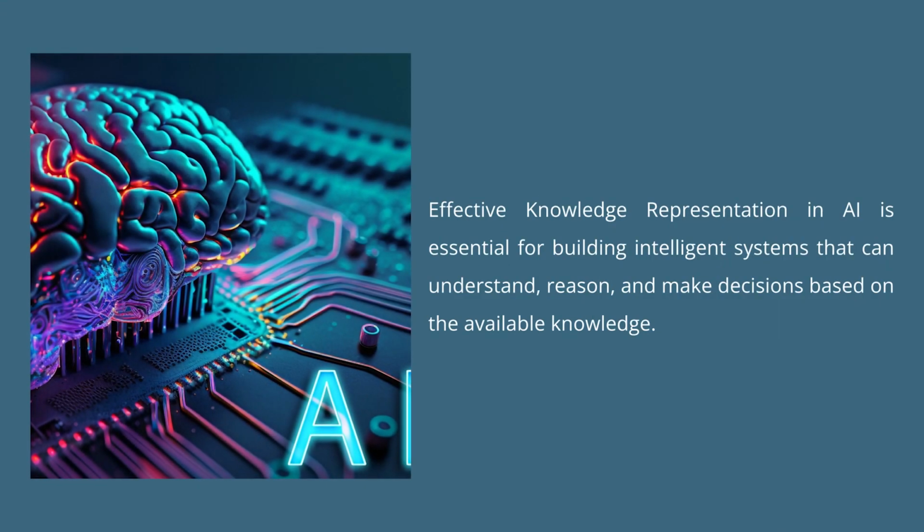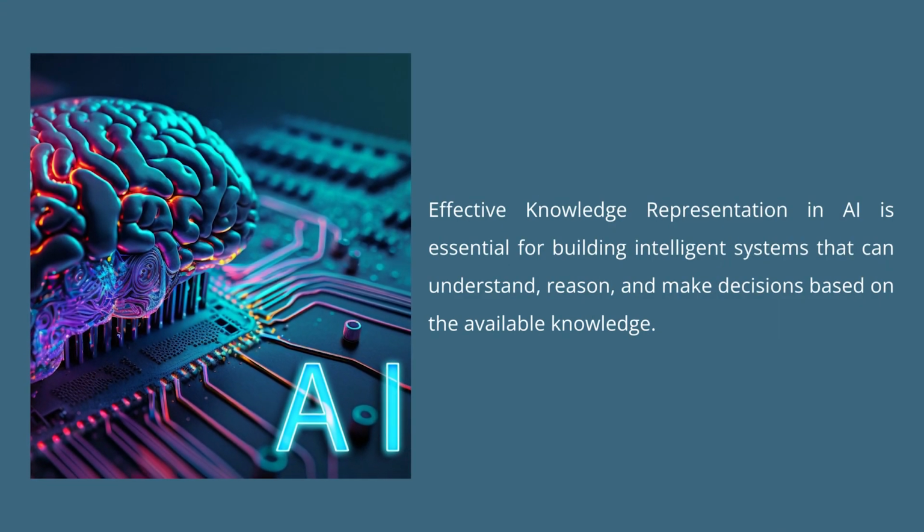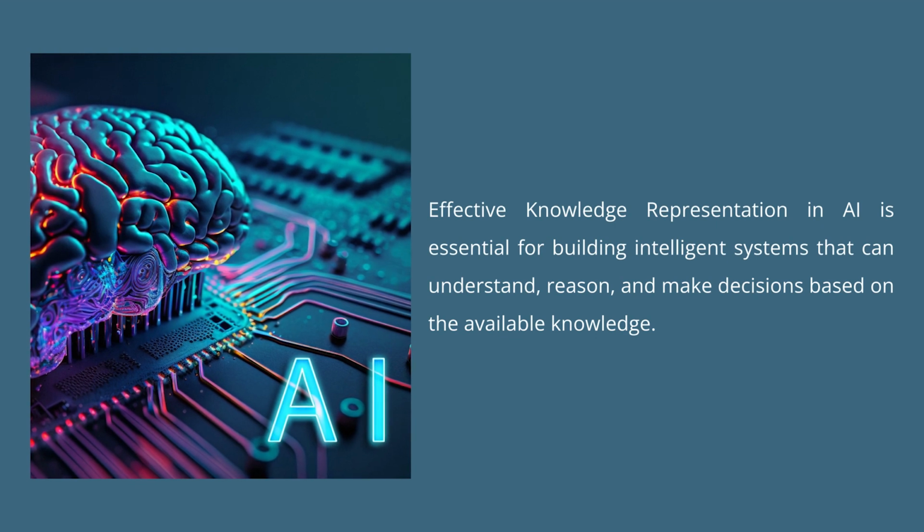Effective knowledge representation in AI is essential for building intelligent systems that can understand, reason and make decisions based on the available knowledge. The choice of representation depends on the specific problem domain, the complexity of knowledge and the requirements of the AI application. A well-designed knowledge representation enables an AI system to exhibit intelligent behavior and solve complex tasks efficiently.